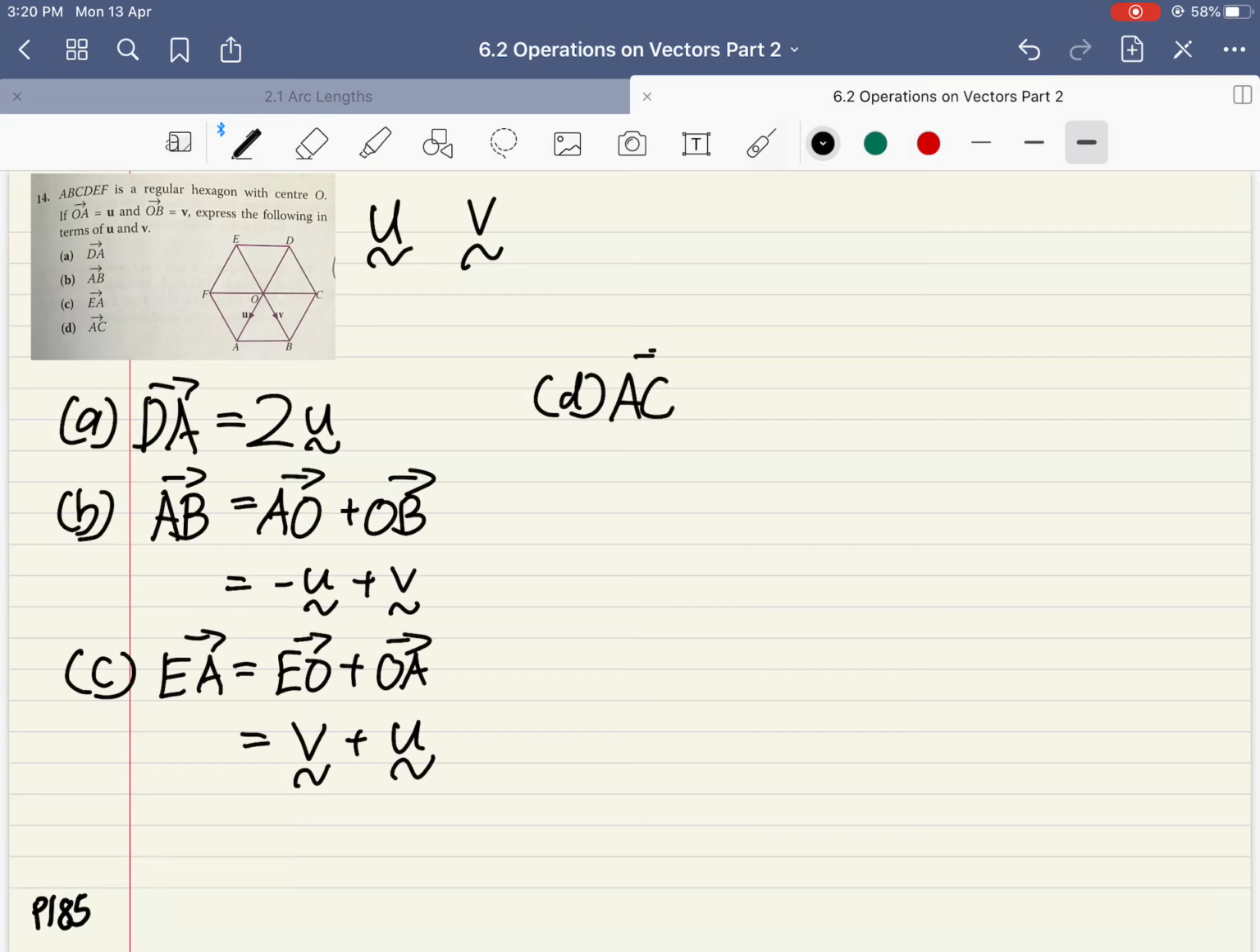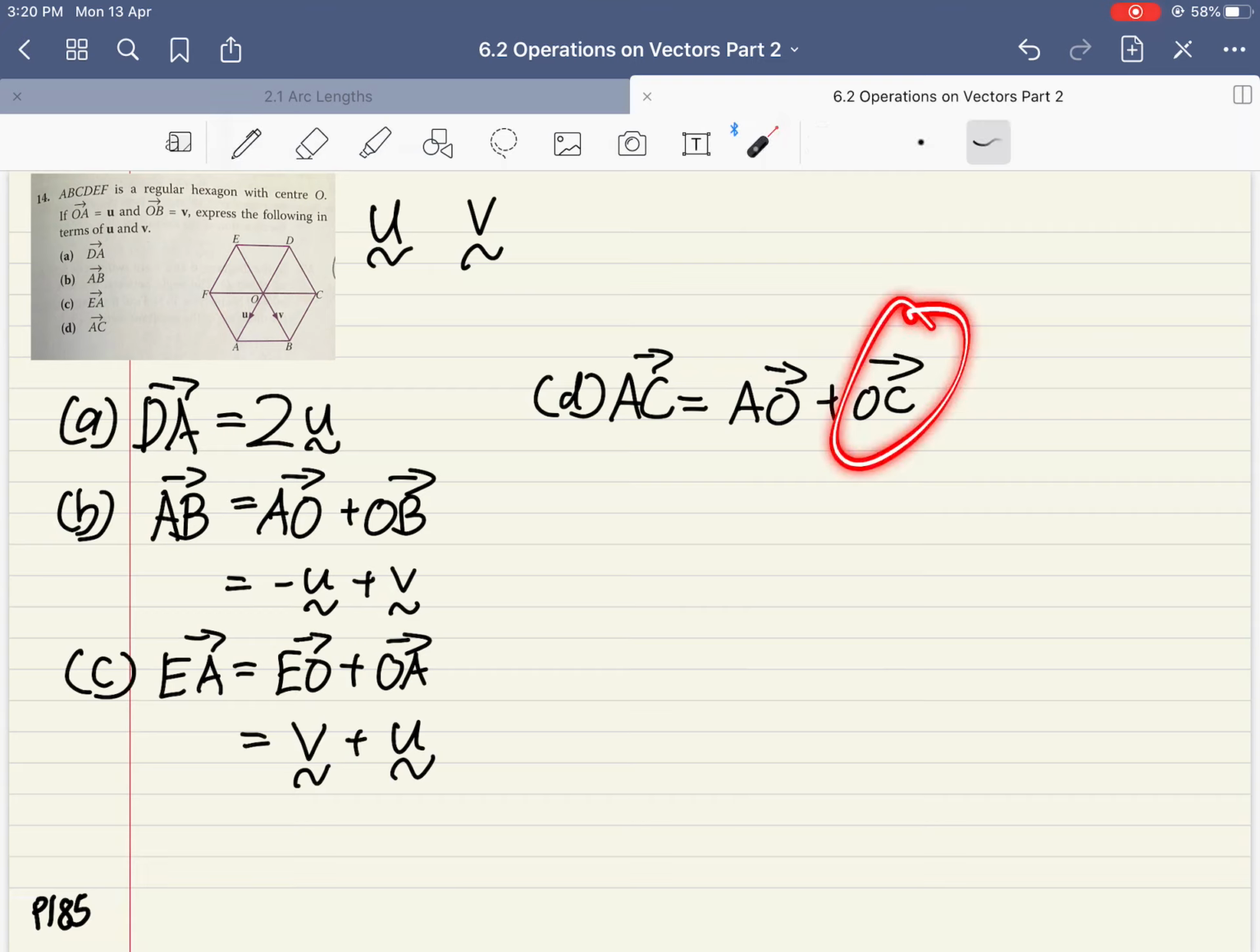Finally, for part D, we need to find AC. For AC, what I can do is this. It's actually AO plus OC. OC will actually be related to AB. They are the same vector, because OC is going this way. AB is a parallel vector, same magnitude, same direction. So OC and AB are the same lengths.